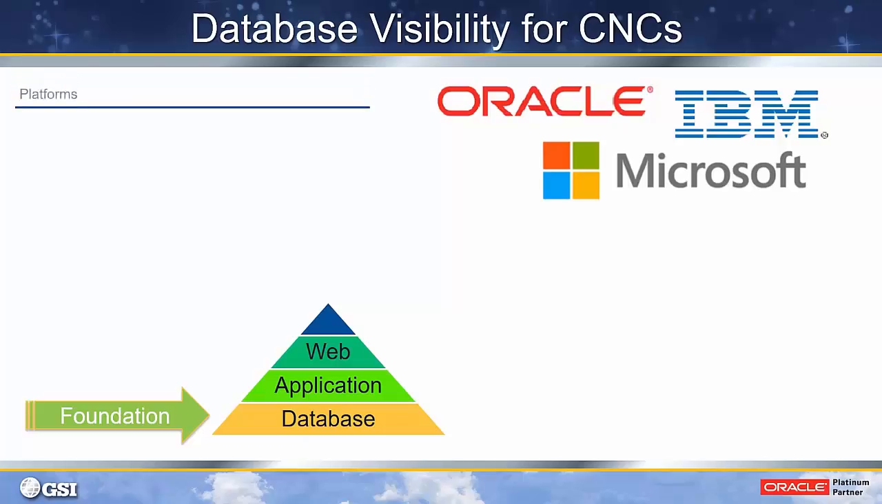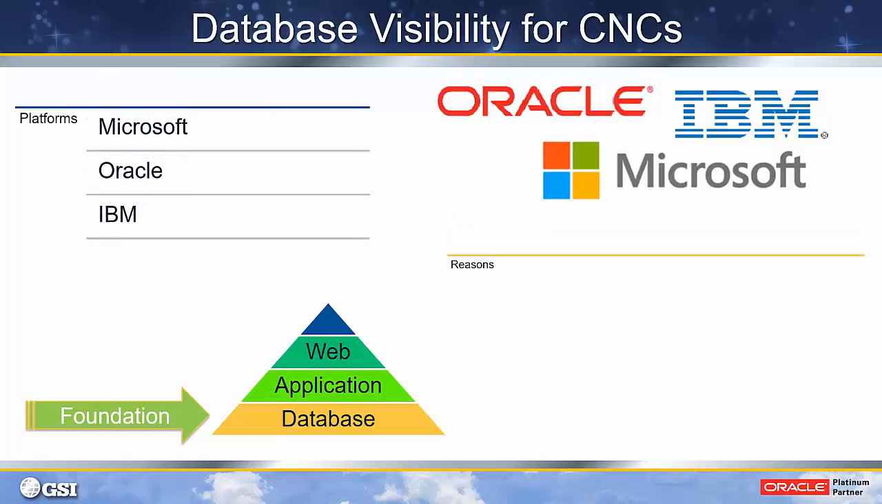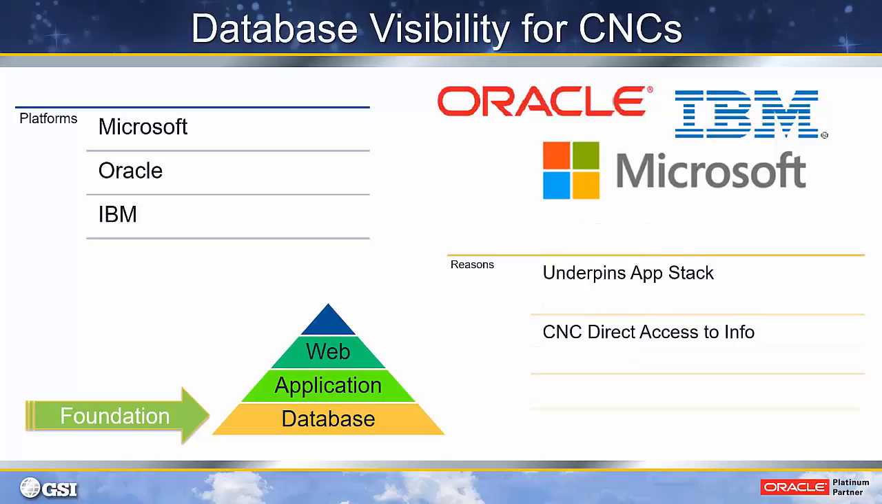JD Edwards runs on a variety of database platforms, including Microsoft, Oracle, and IBM. Genius provides robust support for all three platforms, with a large number of graphs and metrics which are relevant and specific to each platform. Here are some examples.